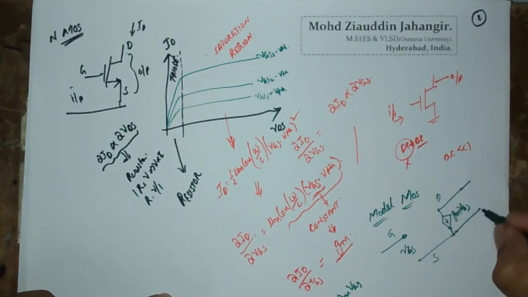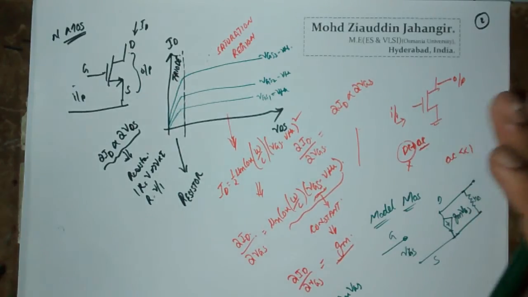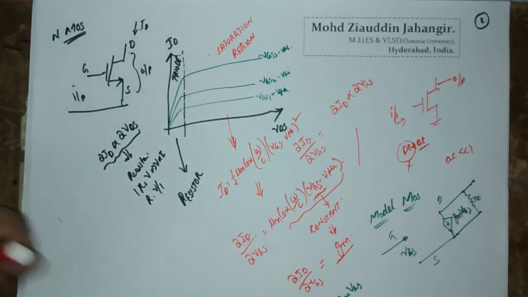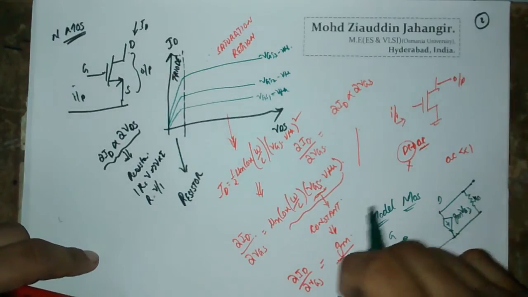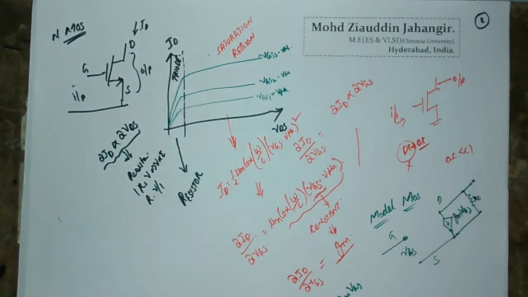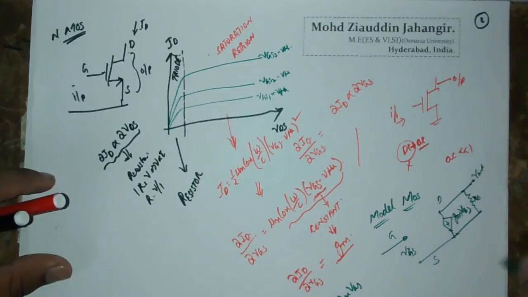And apart from this, your MOSFET is going to have a resistance, okay, R0, which is due to the channel effect. It is beyond the scope of this discussion. So just remember that this is a model of the MOSFET. This output resistance comes from the channel length.